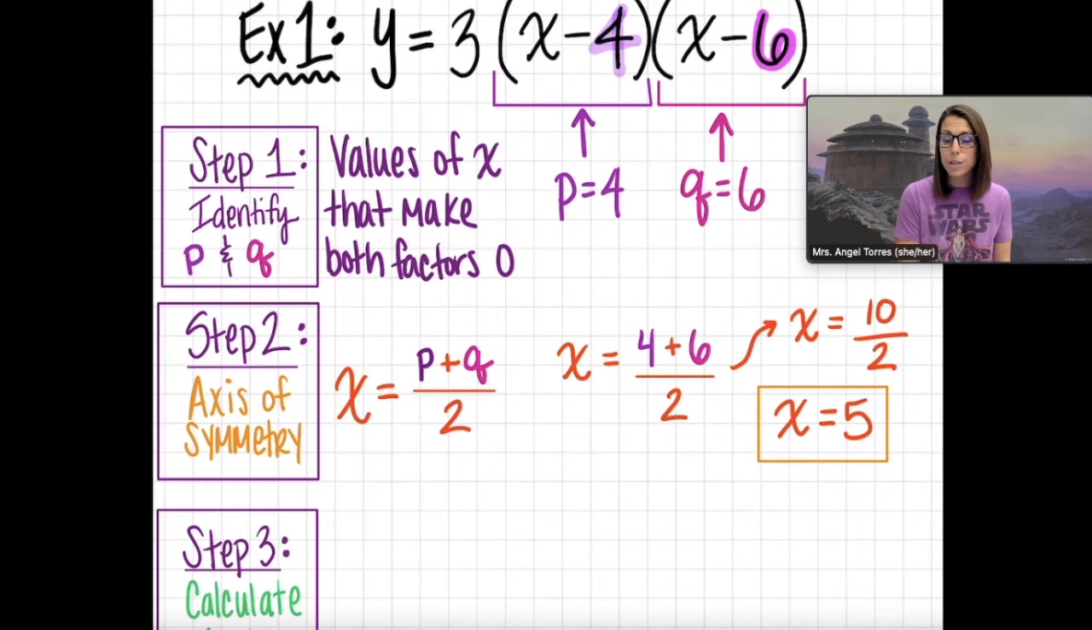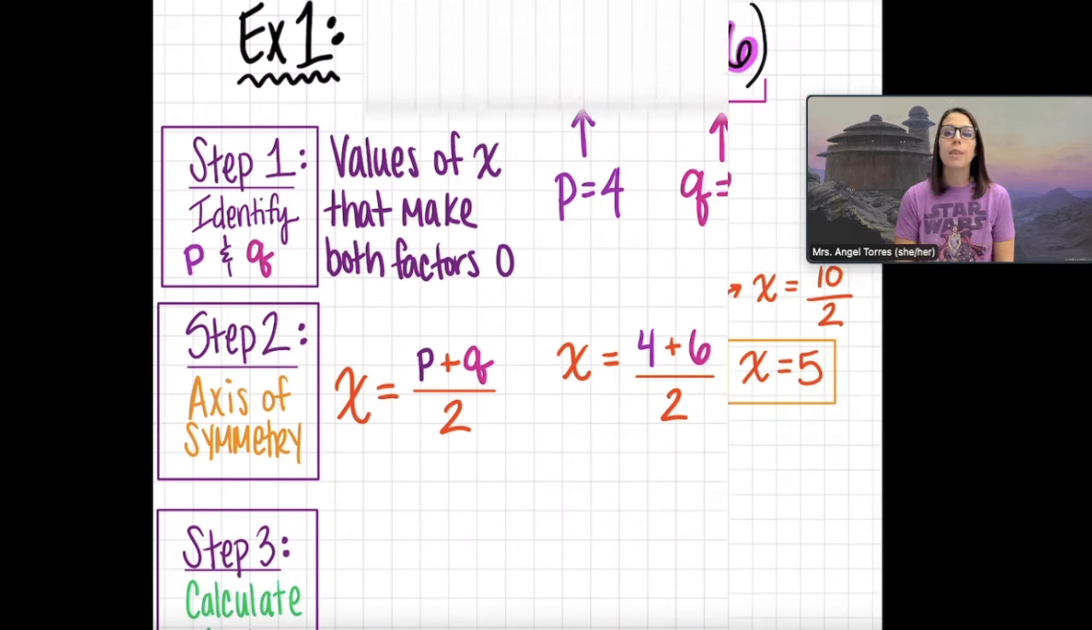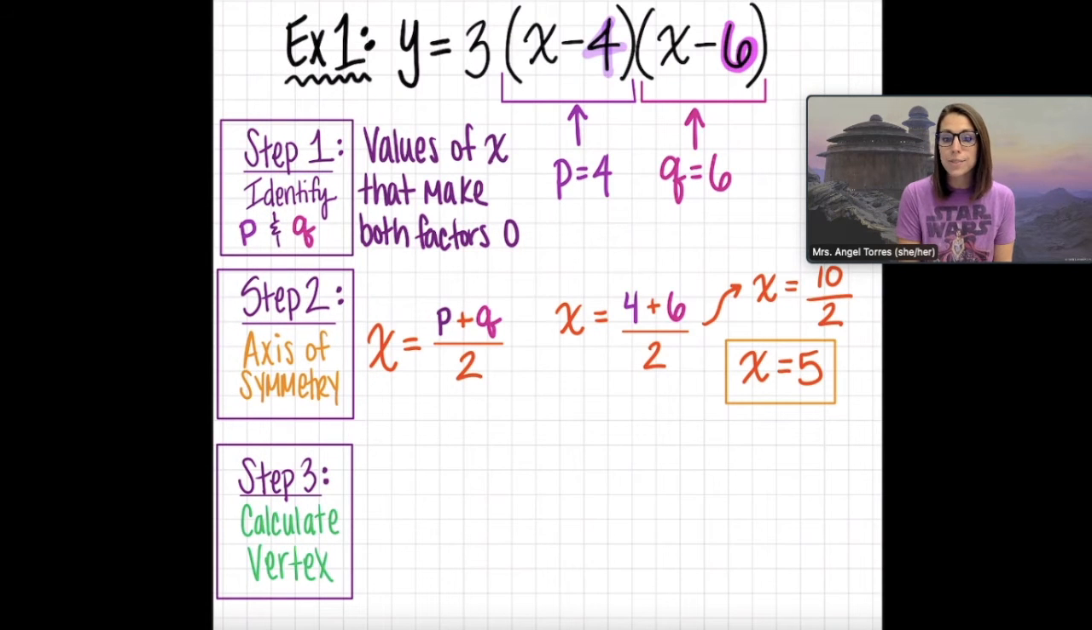One way that you can check your work here is that 5 should be directly between 4 and 6 on a number line. 5 is 1 unit away from both 4 and 6, which means this is the line directly between these two values.